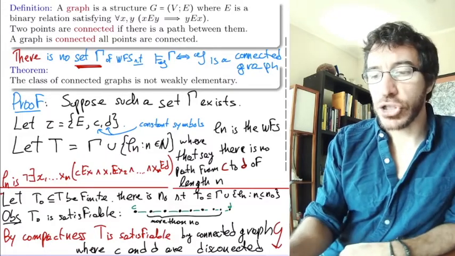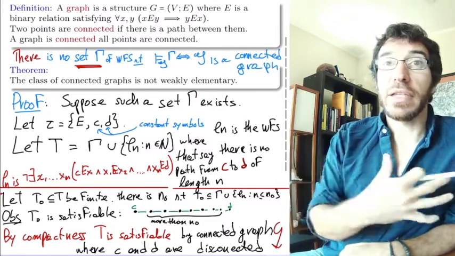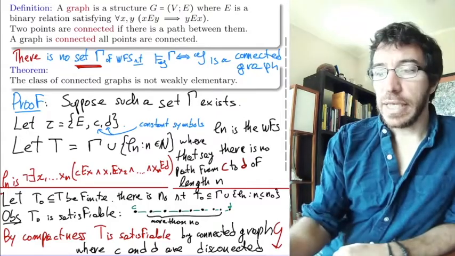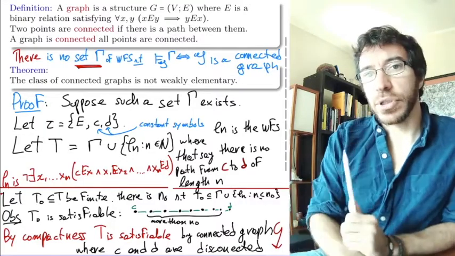So there is no such set of sentences gamma. So there is no first order way, even with infinitely many sentences, to axiomatize connectedness. Okay, we'll see more examples in the next videos.